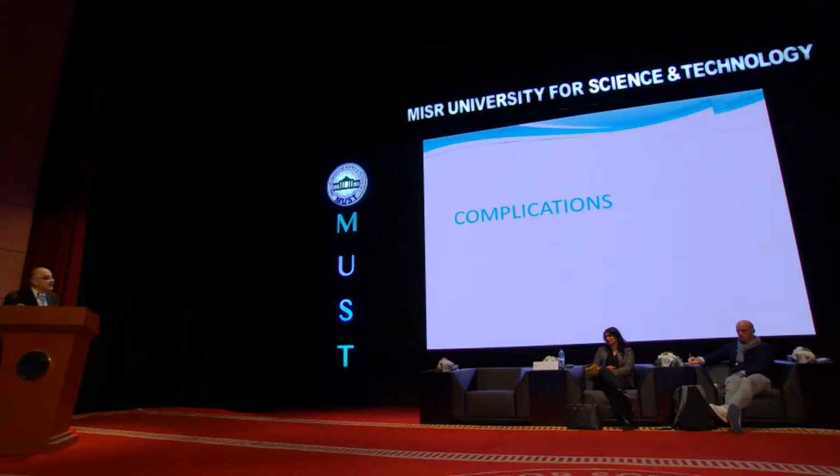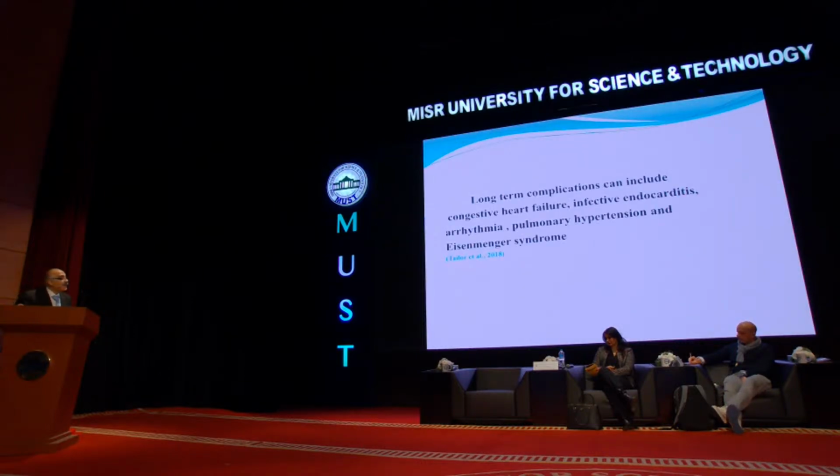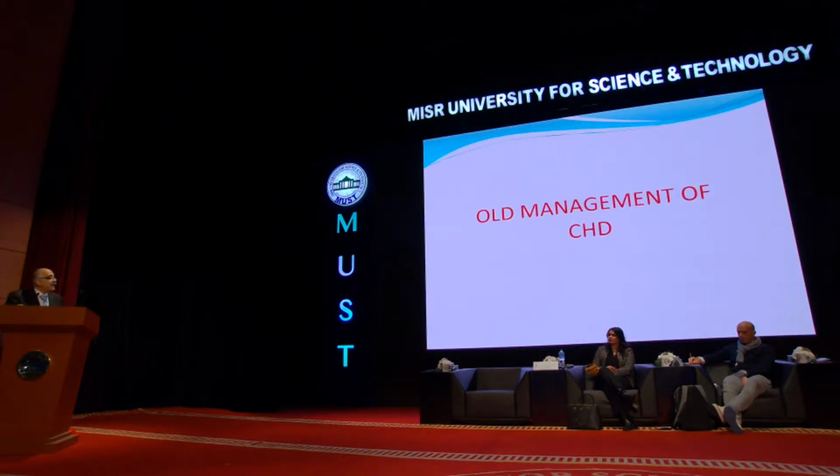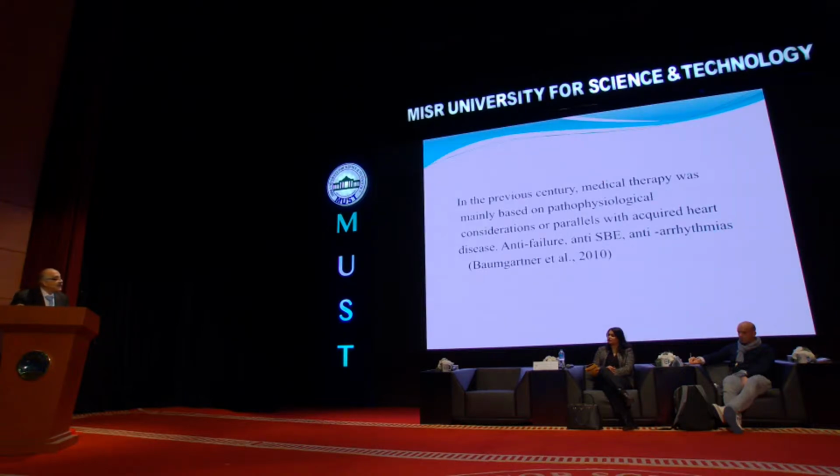What are the complications? If you don't treat it well, long-term complications can include congestive heart failure, infective endocarditis, arrhythmia, pulmonary hypertension, and Eisenmenger syndrome. The old management of congenital heart disease is medication. In the previous century, medical therapy was mainly based on pathophysiological consolidation or parallel with acquired heart disease, like anti-failure measures. All of you are familiar with anti-failure measures, anti-subacute bacterial endocarditis and anti-arrhythmia.